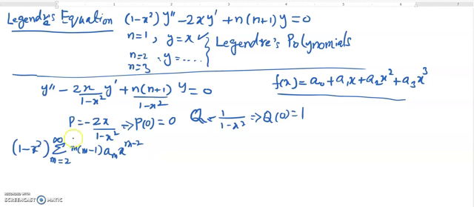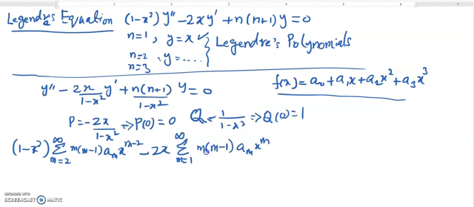So it will be 1 minus x square, and for y double prime we have represented it like this, then minus 2x into sigma m is equal to 1 to infinity, m into m minus 1, and a m x power m.